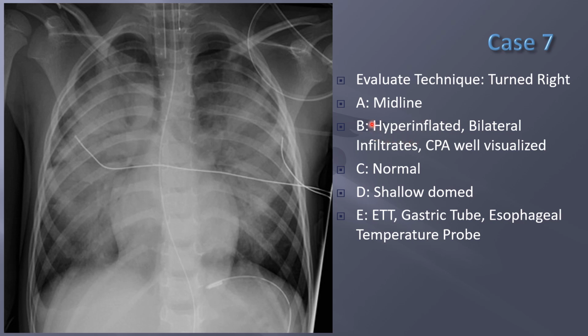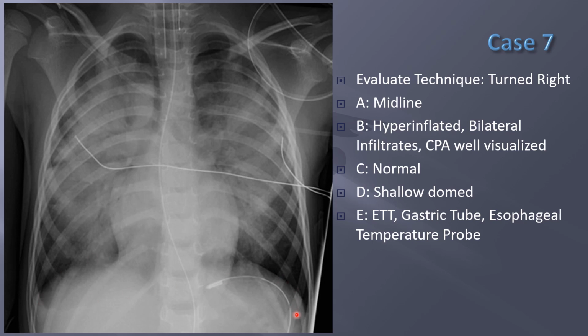So that's airway. B for lung fields. So we're a little bit hyperinflated. We're going 1, 2, 3, 4, 5, 6. Oh, let me count it. 1, 2, 3, 4, 5, 6, 7, 8, 9, 10, 11. So a little hyperinflated lung fields.